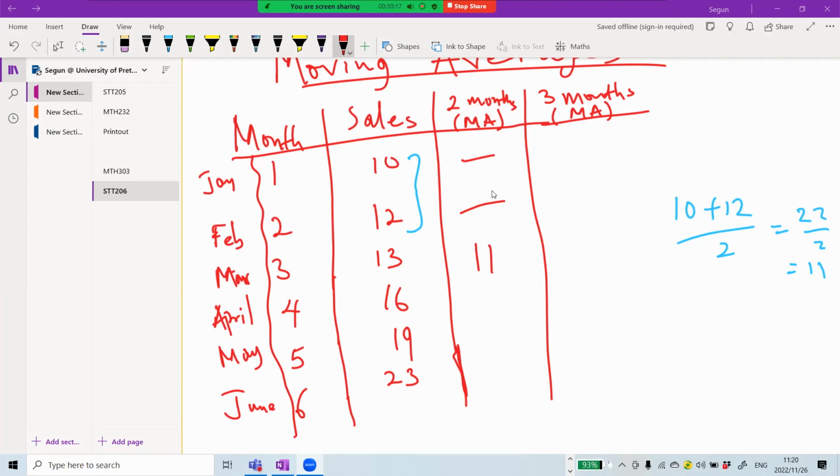So now the next thing is, you can't stop there. That's the first one. For the second one, you have to drop this one and add the next one. This and this. So what do you have? The answer is 25. 12 divided by 2 is what? 12.5.